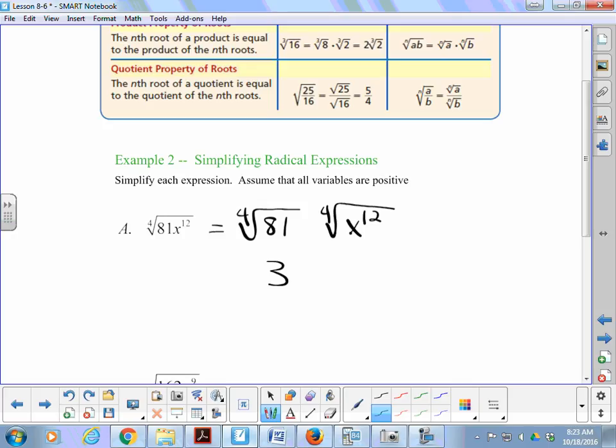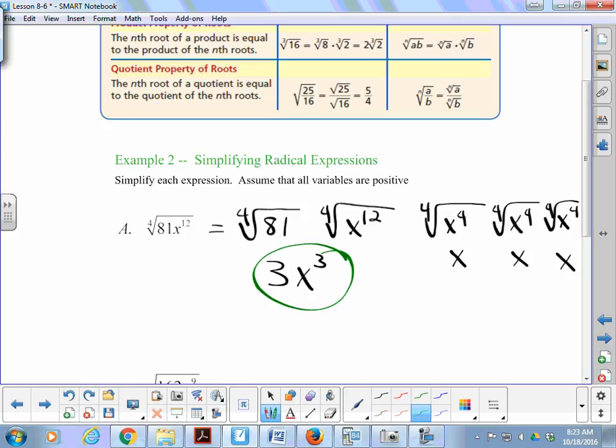I can think of it as the 4th root of x to the 4th, 4th root of x to the 4th, 4th root of x to the 4th. I can think of it that way. And so this would give me x and x and x. So if I multiply them together, we get x cubed. Or the other way you can just think of it as, what is 12 divided by 4? 3. So we would have 3x cubed is the simplification of that.